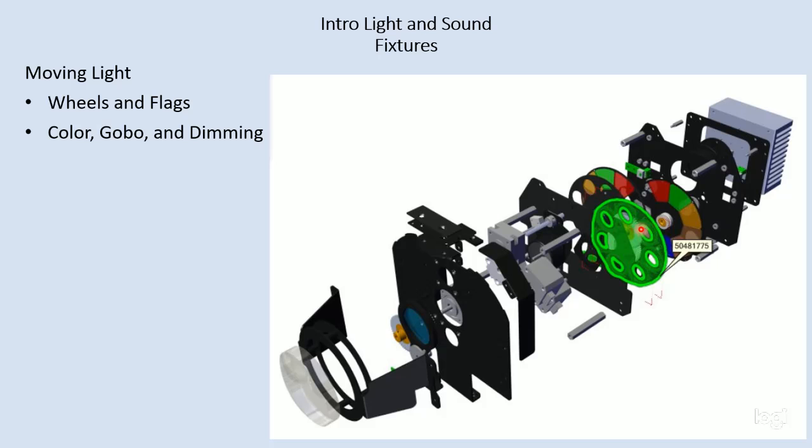These wheels then roll into different positions to display different colors or different shapes in the optical pathway. They can travel through a series of lenses that control how large or small or sharp or soft the image is, and then finally out the front of the light. So these wheels and flags can control color, they can control what kind of gobo or image is being projected, as well as dimming. Remember that the lamp cannot dim. Once it's on, it's on.